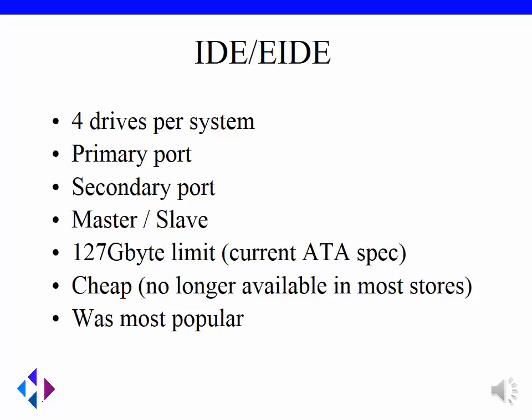Some of the limitations we had with both IDE and EIDE drives were you can only have 4 hard drives on a system, 2 different IDE cables with 2 drives on each. And you always had a primary port and a secondary port, otherwise known as a master-slave operation. There was a 127 gigabyte limit to the IDE drive, but they are cheap. They're no longer available in most stores, but they're on eBay and in surplus stores everywhere, and normally charge anywhere from $1 to $2 a piece. But once again, they're very small in size and slow compared to the SATA drive today.